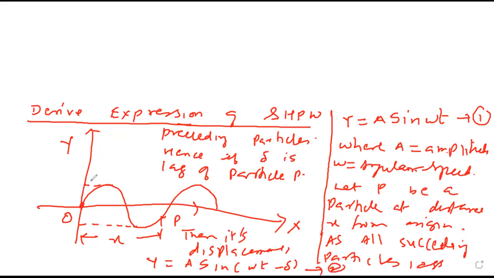Origin wale ka a sin omega t, particle P is at distance x, because aage aage wale particle ko disturbance baad mein milega, so it will lag. So I have assumed let delta be the lag of particle P, so its displacement will be a sin omega t minus delta. Please copy this much.